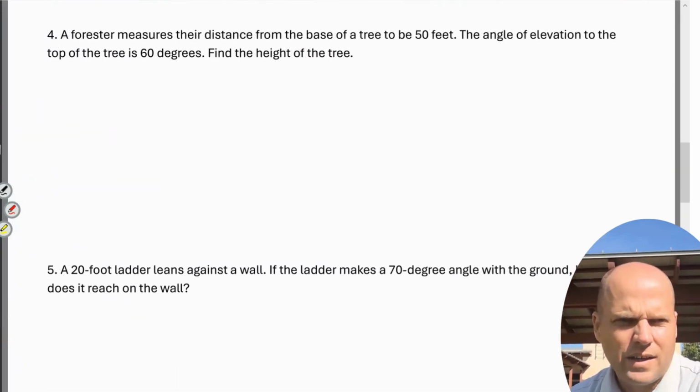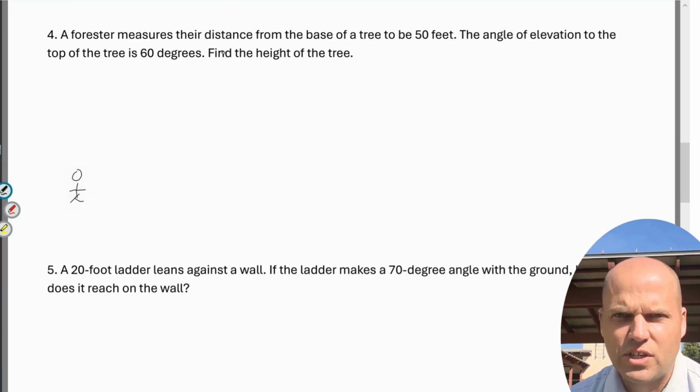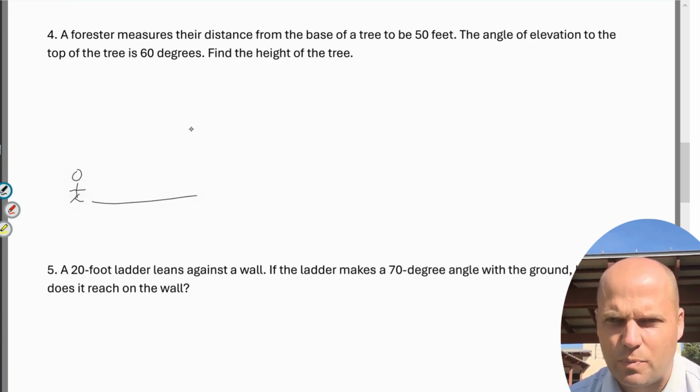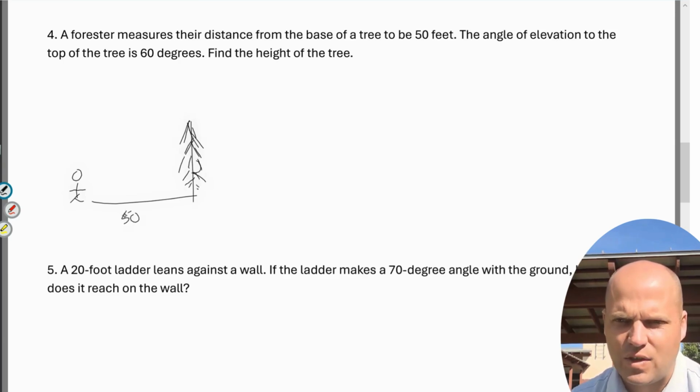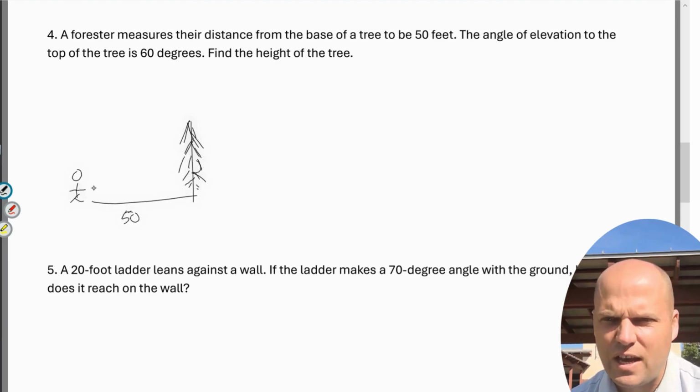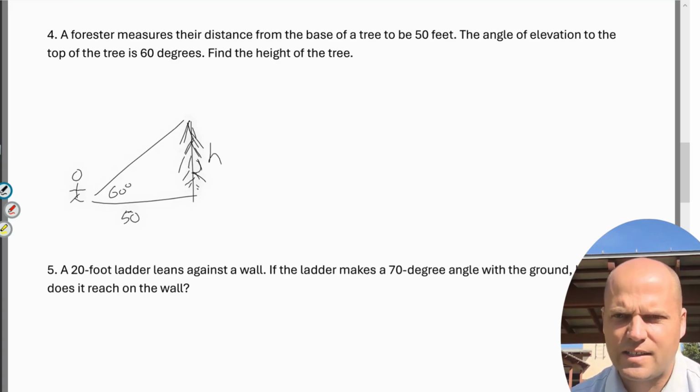All right. Now we are drawing the picture. You got to understand the lengths that we're talking about. We got some dude who measures his distance to the base of a tree. So we're back to the tree problem. The distance is 50 feet. That's that length there. The angle of elevation to the top of the tree is 60 degrees. Find the height of the tree.